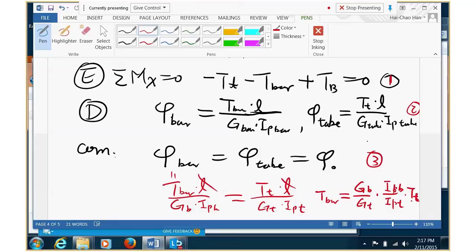Now can we take this back to equation 1 and find the answer? We don't have to do it here, so you can finish it. Once you know the T bar and T tube, can you calculate the phi 0? Yes, you can just put it back into equation 2, and then you get the answer. Any questions here about the process?